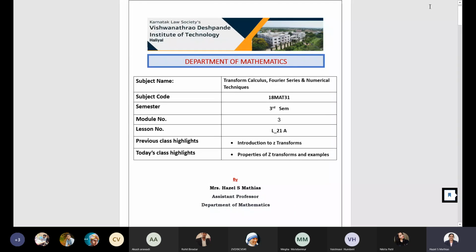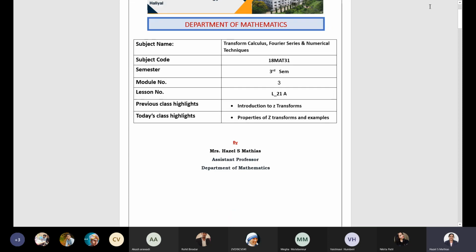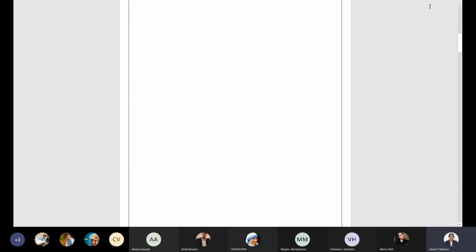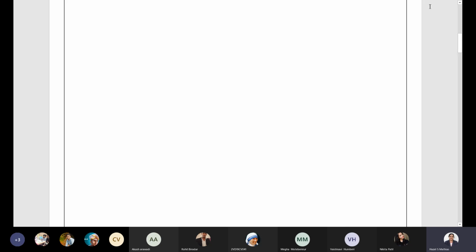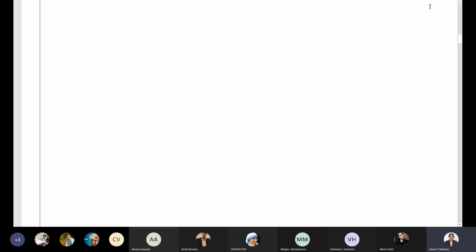In the previous class, we were discussing Z transforms and the properties of Z transforms. We have discussed the linearity property, the modulation property, and then the left and right shifting rules. And we have discussed a few questions based on the right and left shifting rules.